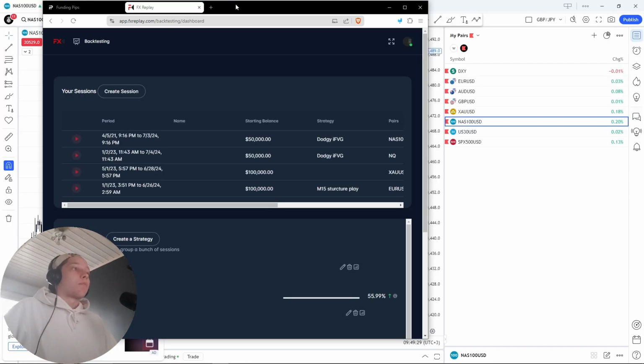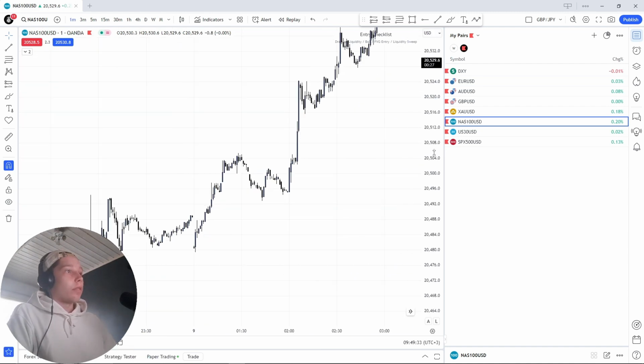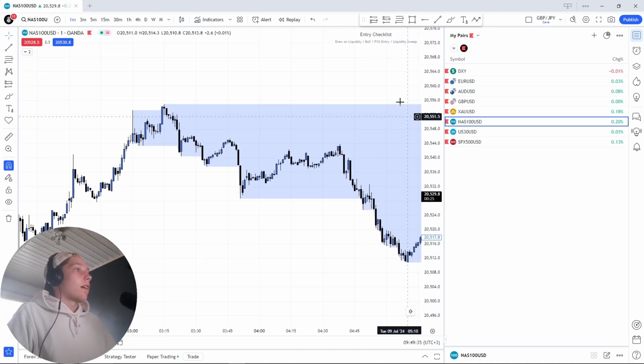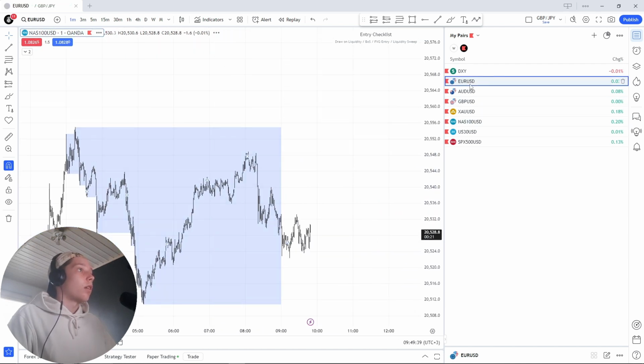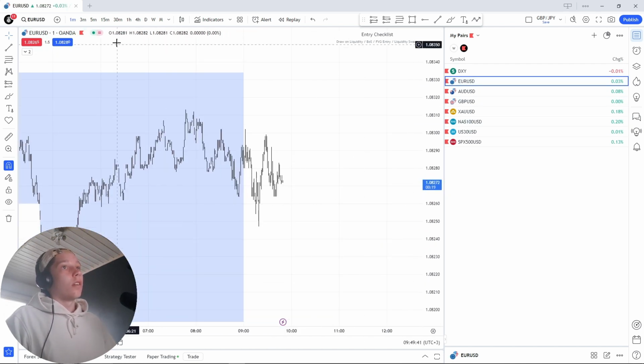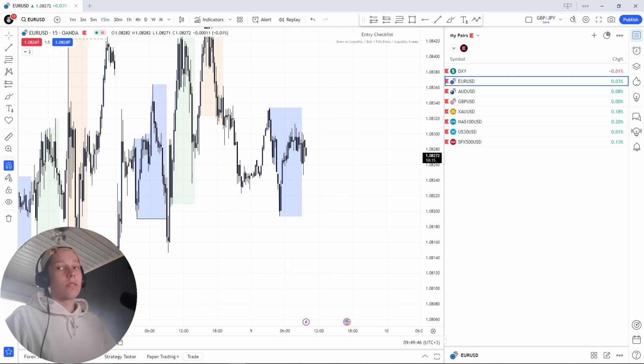So that's what I will do. I will continue backtesting that inverse fair value gap strategy. I will continue posting my current trades and my progress on the Funding Pips account. And yeah, eventually we will be able to pass it.